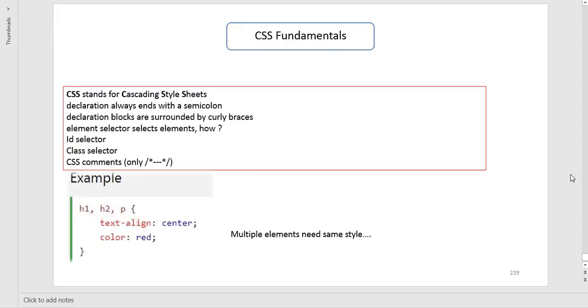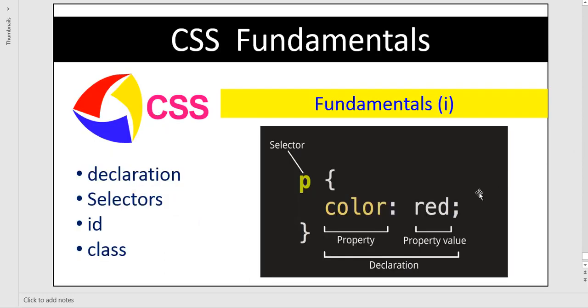One thing you have to keep in mind is that CSS stands for cascading style sheets. A declaration always ends with a semicolon. Here you have seen that after the property value we have a semicolon. Why do we have a semicolon? Because if you want to apply another property to this particular selector, then you will go to the next line. So in order to separate both these properties you need a semicolon.